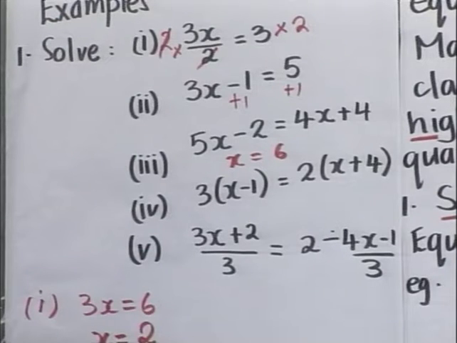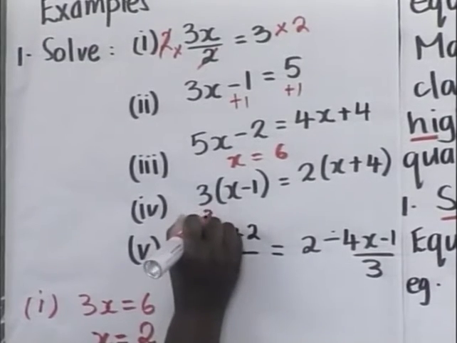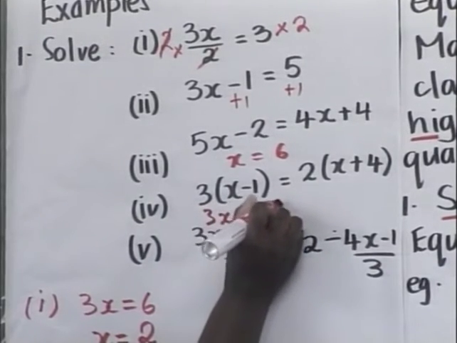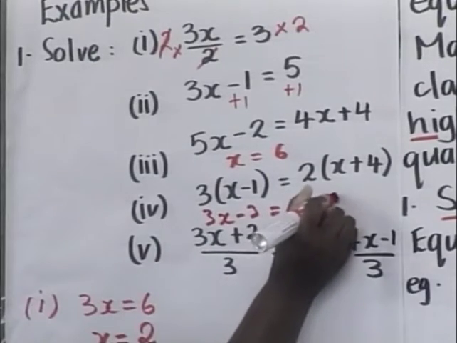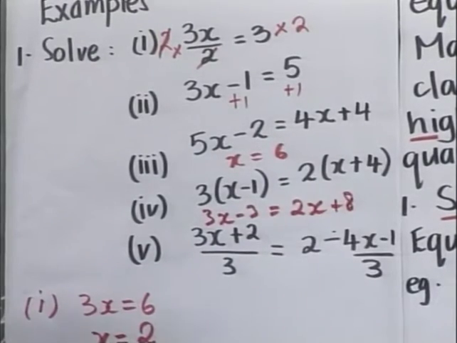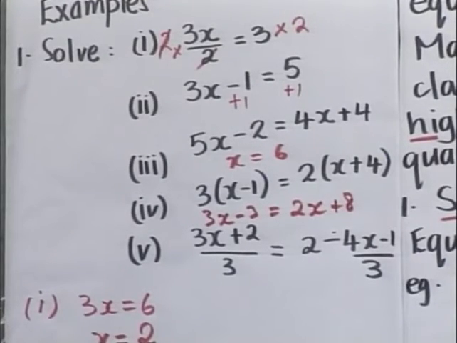Simplify the equation. How? Simplify means too many things. Remove the brackets. That's better. 3x minus 3 equals 2x plus 8. Then what? Now someone tell me the answer.